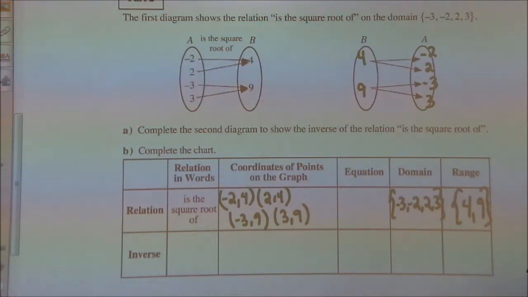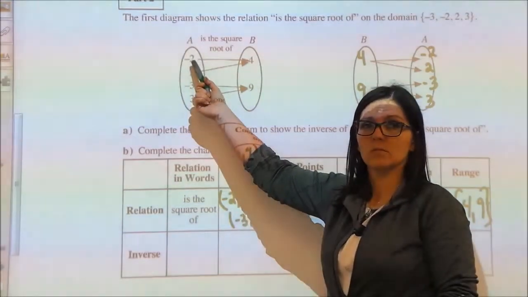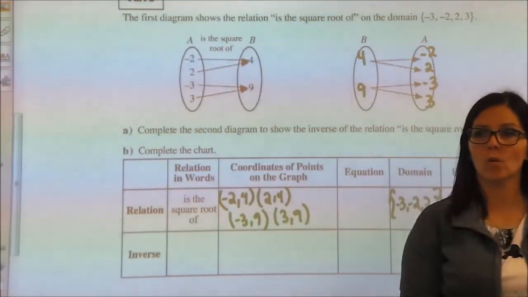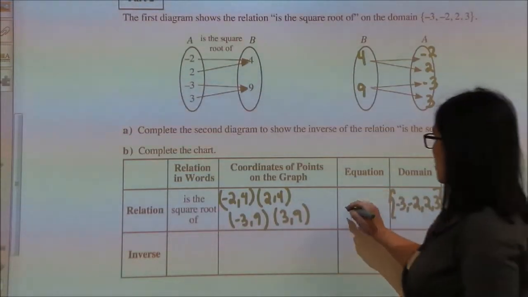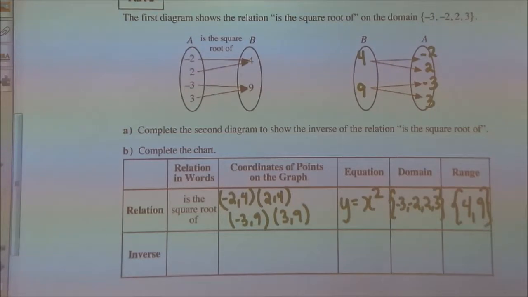So if I look at the equation, what can I do to 2 or negative 2 or negative 3 or positive 3 to get to 4 or to get to 9? What am I doing with that value? So what can I do to 3 to get to 9? Square. So my equation would be y is x squared. So whatever the x value is, I square it, I get my y value.